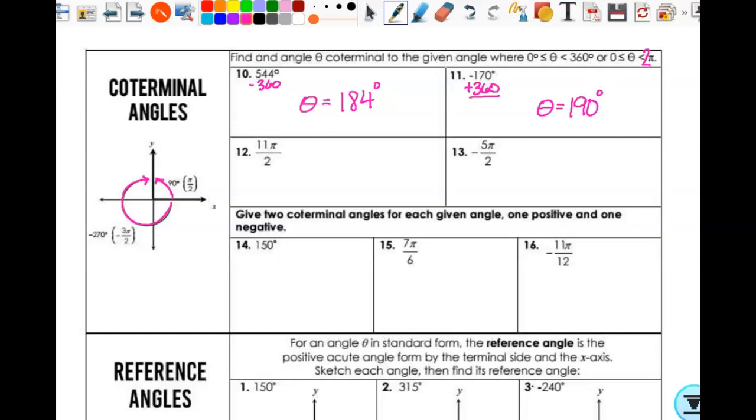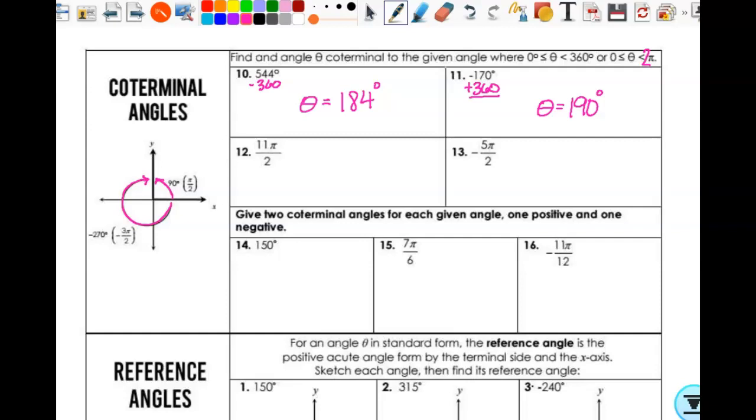All right. So 11 pi halves, same thing. Wherever 11 pi halves is, let's say it's here, okay? 11 pi halves, I'm either going to have to add or subtract a full rotation, which is 2 pi. But this is in halves, so I need to think fractionally. I need to think in terms of halves. So 2 pi is the same as 4 pi halves, yes?